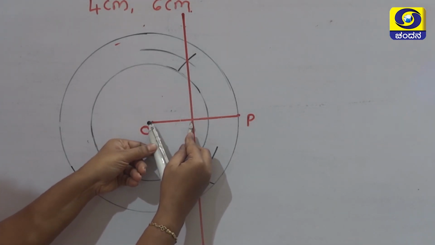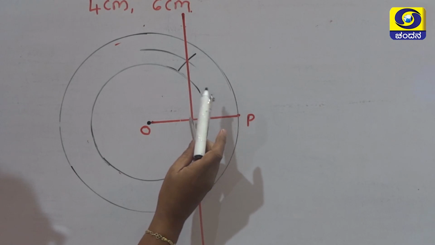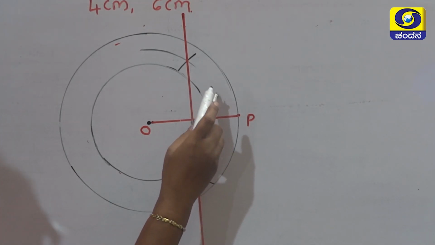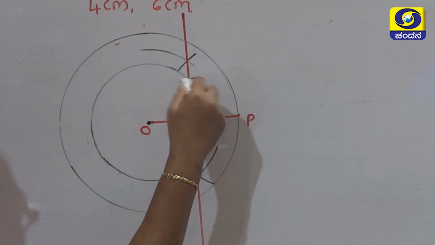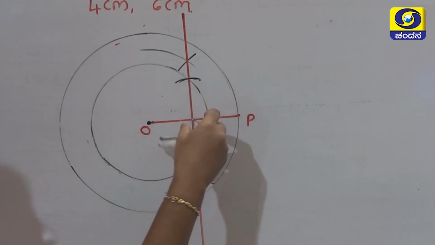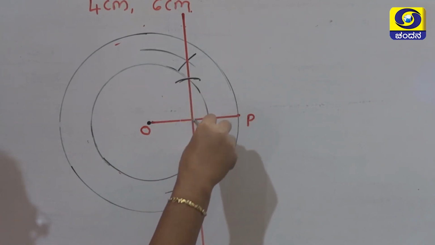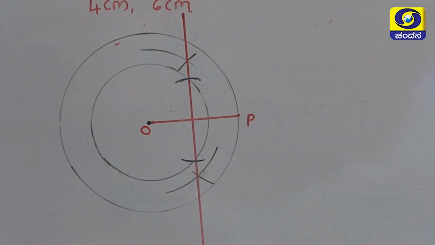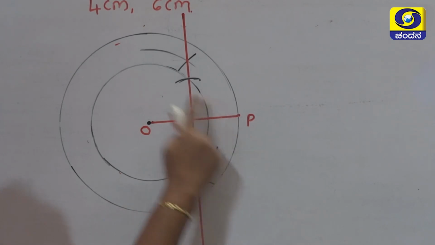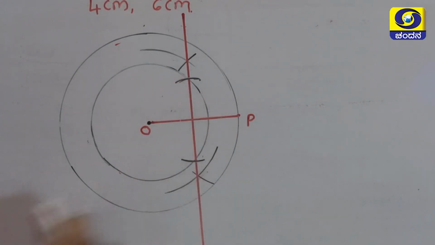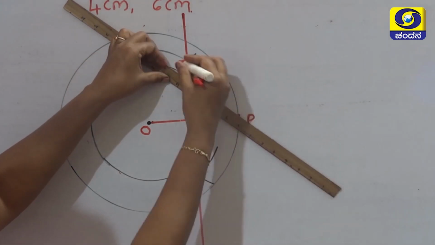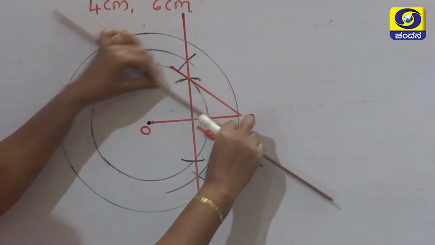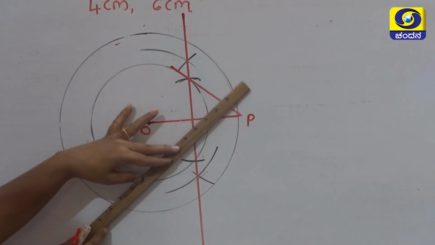Taking this distance from the midpoint to the center and keeping the needle at the midpoint, make 2 arcs on the circle of radius 4 cm like this. Now join the point P to these 2 arcs. This will give us 2 tangents. This is one tangent.